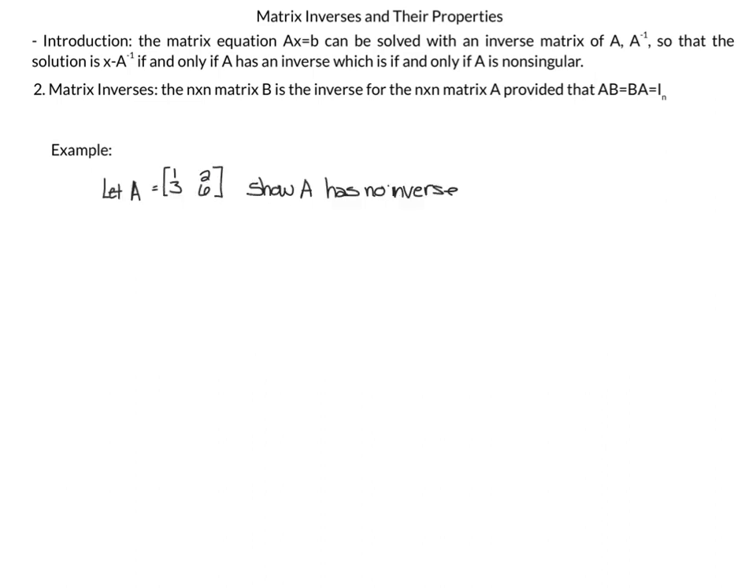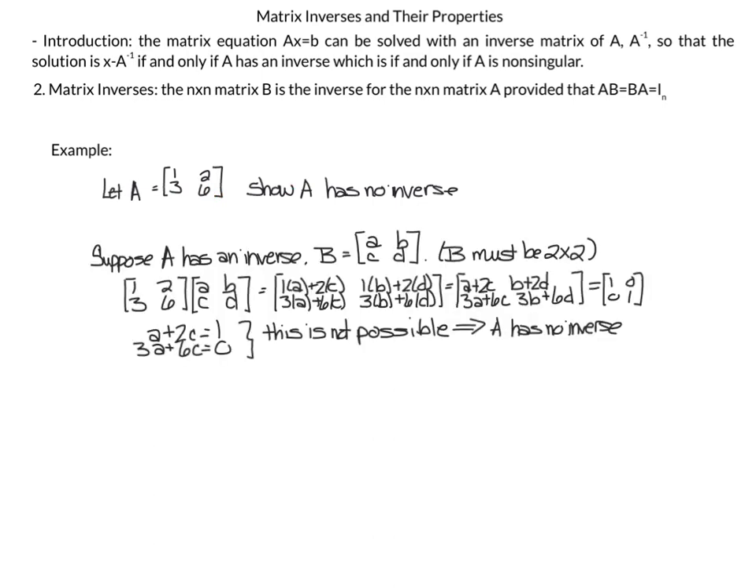In this next example, let A equal [1, 2; 3, 6]. Show that A has no inverse. We haven't even defined how to find the inverse, but let's just assume that B is the inverse, and B has entries a, b, c, d. So B has to be 2 by 2 to be an inverse. When we multiply [1, 2; 3, 6] times [a, b; c, d], these are the equations we get: a plus 2c equals 1, b plus 2d equals 0, 3a plus 6c equals 0, and 3b plus 6d equals 1.